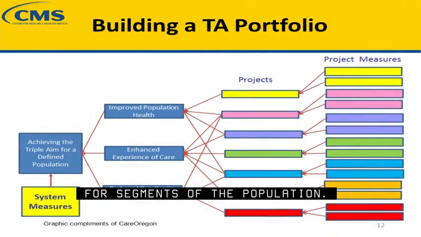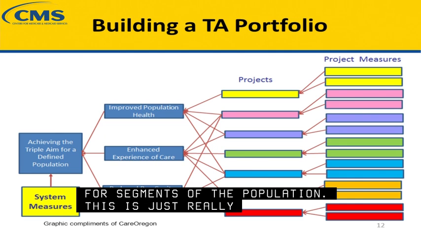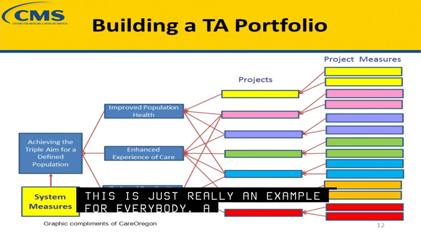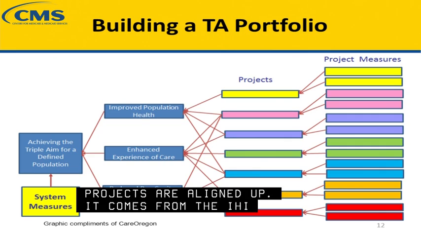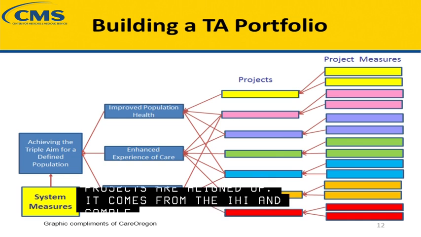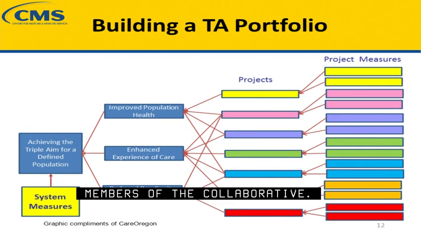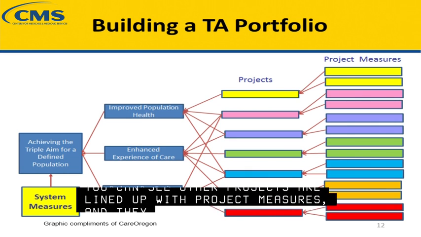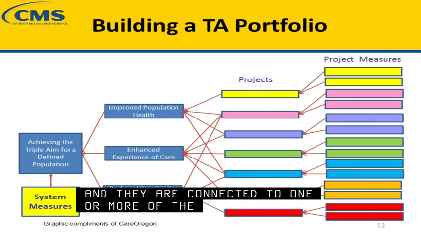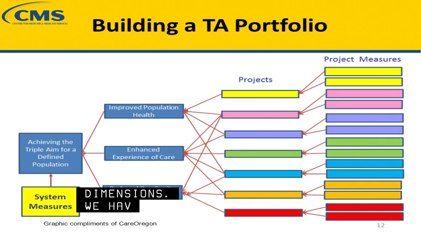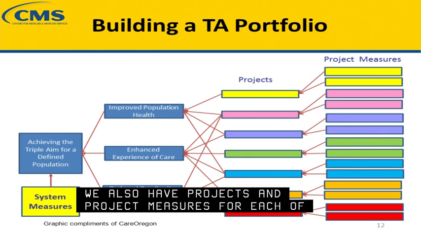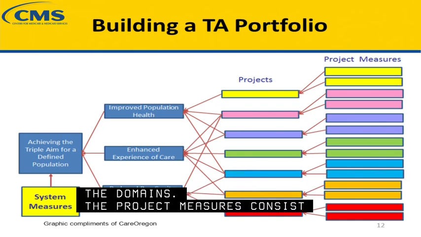So this is just really an example for everybody. It's an example of how projects are lined up. Again, it comes from the IHI and compliments of Care Oregon, one of the members of the collaborative. So you can see how the projects are lined up with project measures, and they're connected to one or more of the triple aim dimensions. So we've identified population measures. We also have projects and project measures for each of the domains. The project measures consist of some of the population measures and then some specific project focus measures as well.